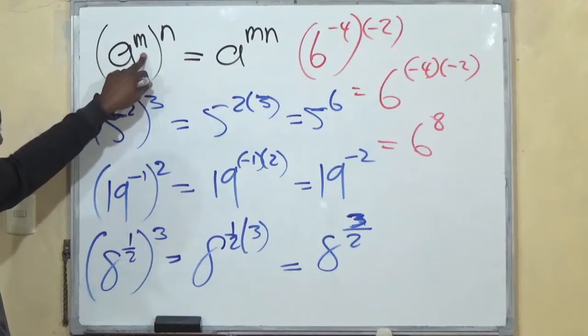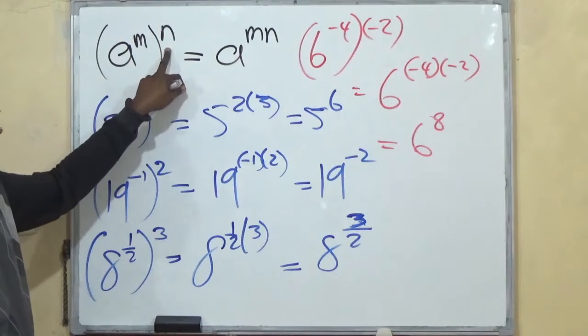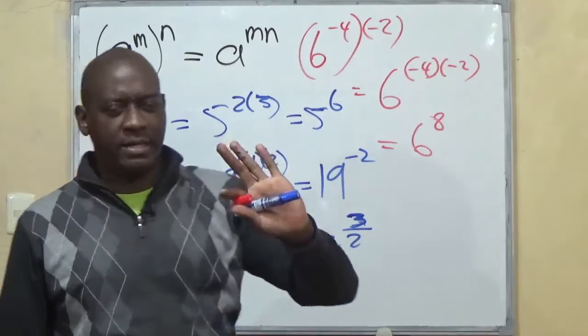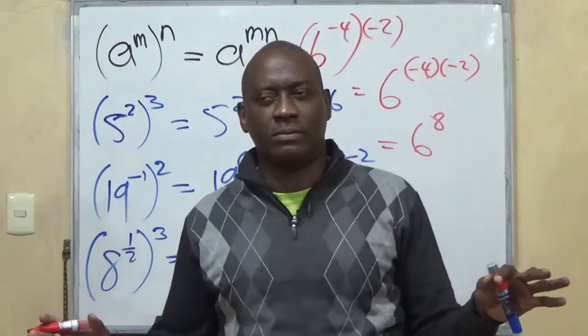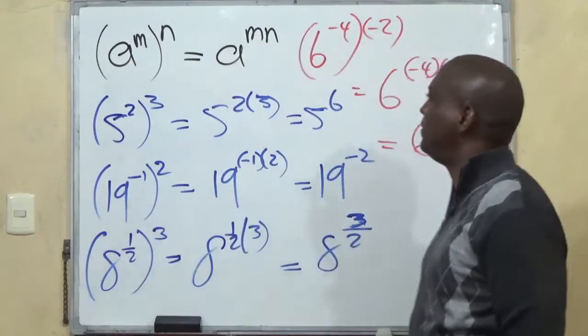Power inside, all, and then you have another power outside. You multiply the two powers. And that is it. That is it. Alright?